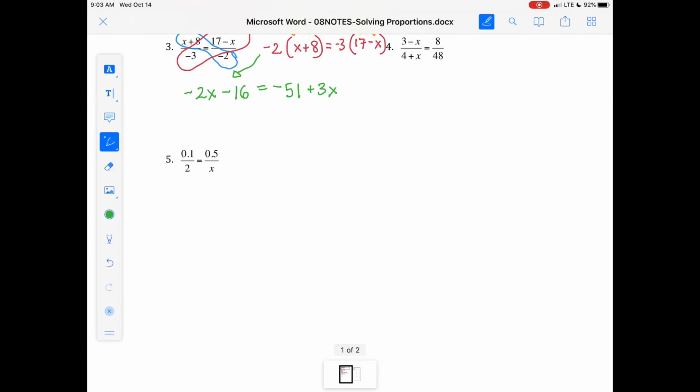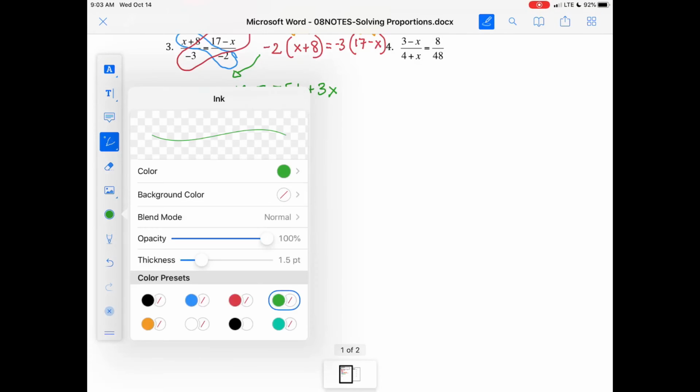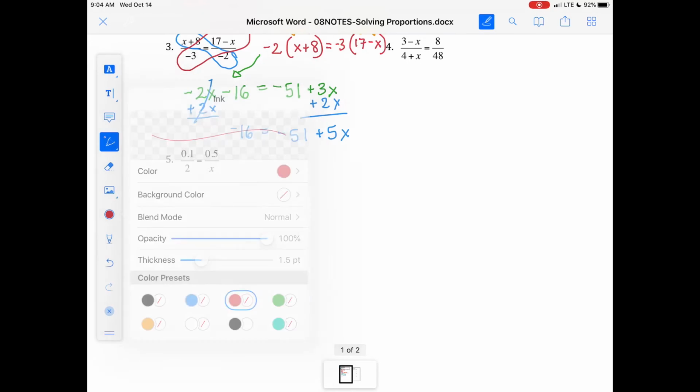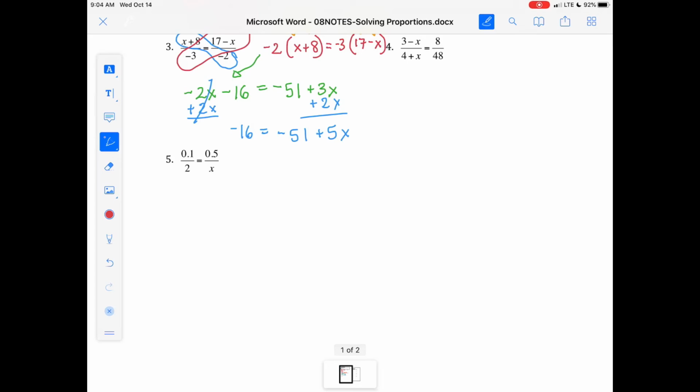And now, folks, we want to get all of our x terms on one side, constants on the other. So I think I'm going to add 2x over to the other side. So we're going to add 2x. So that leaves us with -16 on the left side and -51 plus 5x on the right side. So the next step is we now want to get that -51 over to the other side.